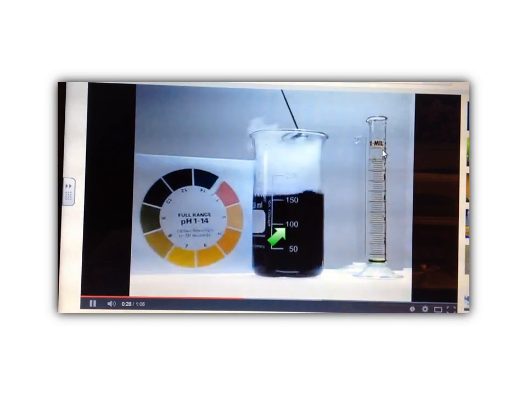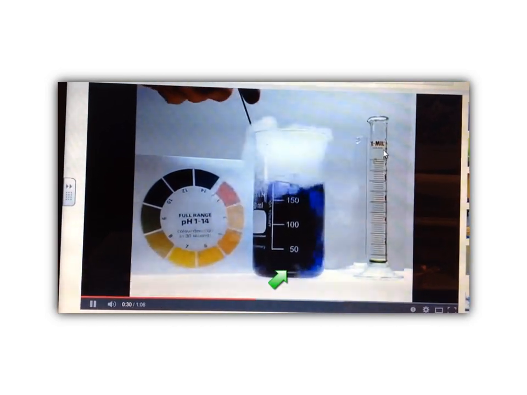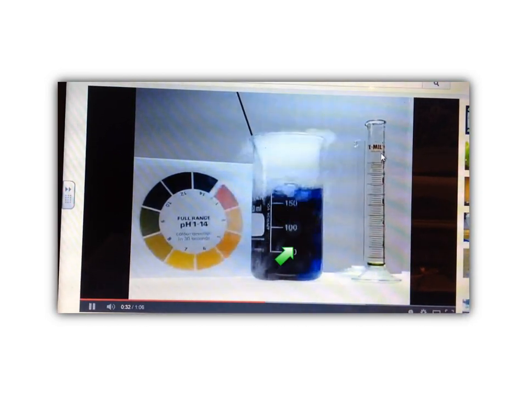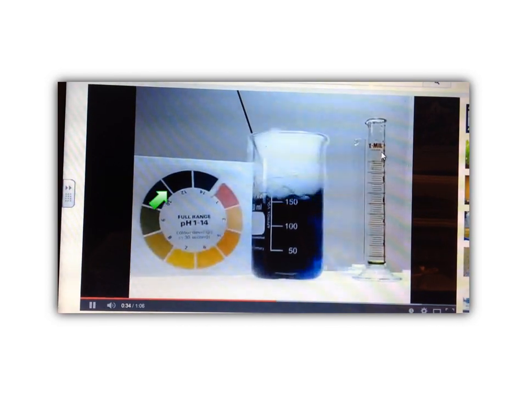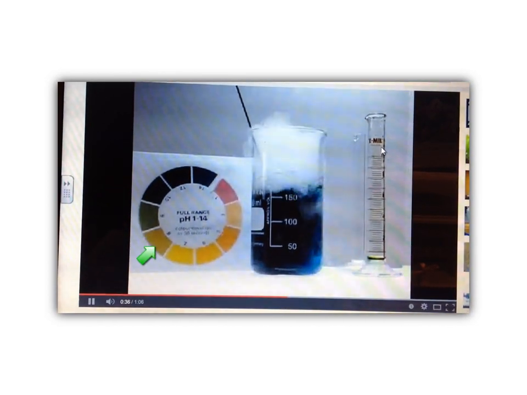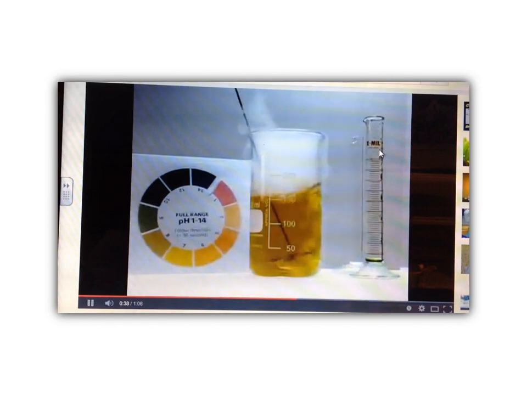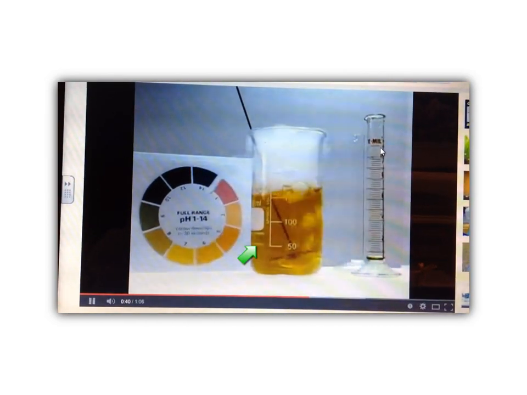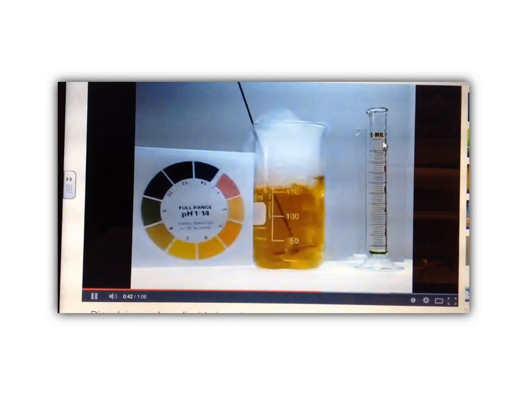Guys, just dropped some dry ice, which is solid carbon dioxide, into that solution. Watch the solution. It's going a lighter and lighter yellow. It's going to turn to green, and then it's going to go yellowish. There we go, yellow-orange color. And that is because of the carbon dioxide dissolving in the water.